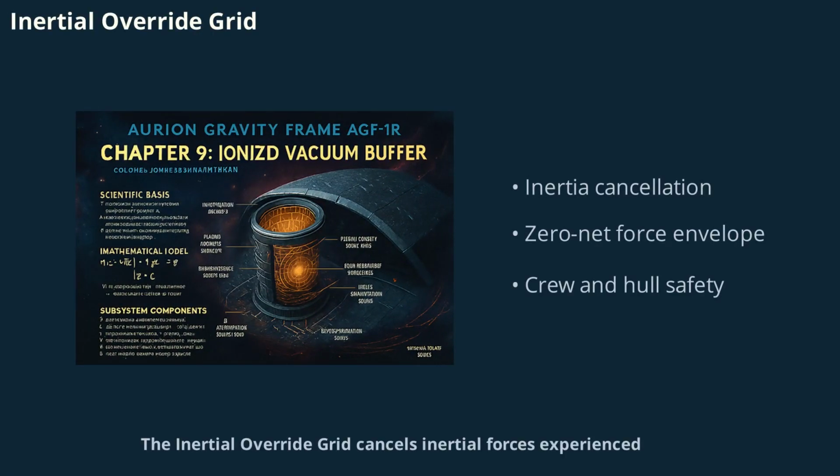Inertial override grid cancels inertial forces experienced by crew and onboard systems during RVG maneuvers. By generating inverse refractive fields, the subsystem creates a zero-net force envelope, enabling high-velocity travel without G-force trauma or structural stress. The integration of AI override controllers and structural stress dampers ensures both crew safety and vehicle integrity, making this technology a cornerstone for future aerospace design.